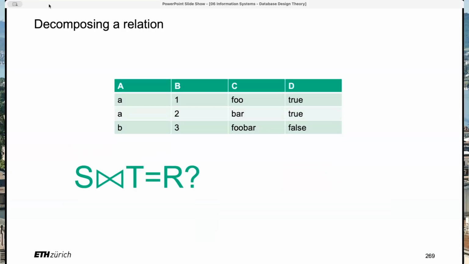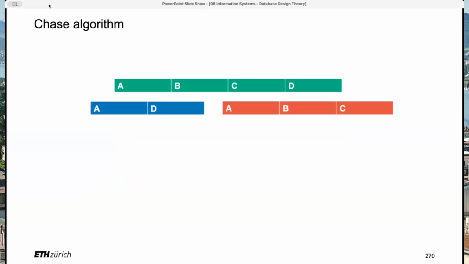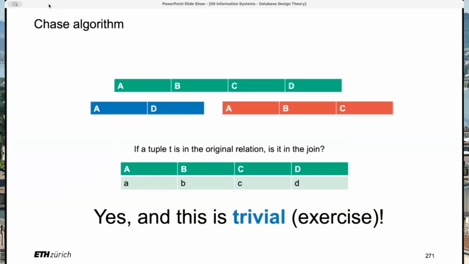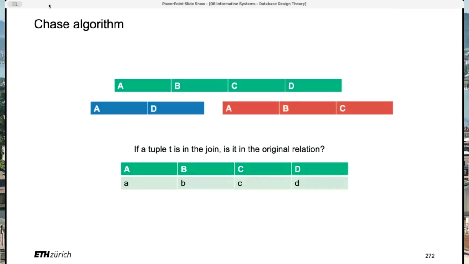Now I was telling you about the fact that the join needs to give you back the original table without additional tuples. I told you that in one direction, it's very easy. It can never be smaller. You can never get a join that gives you something smaller. It can only be bigger. So we need to do the other direction. Can we exclude that it's bigger?